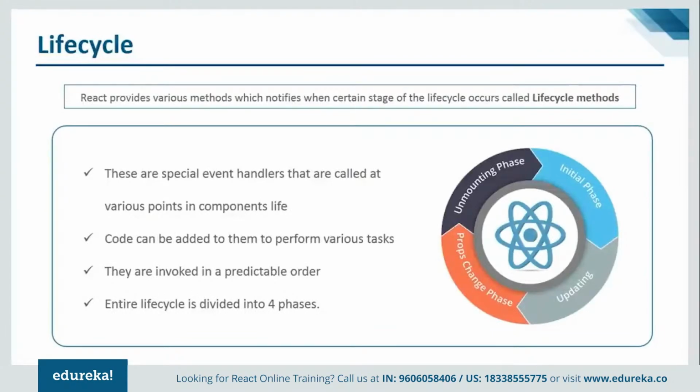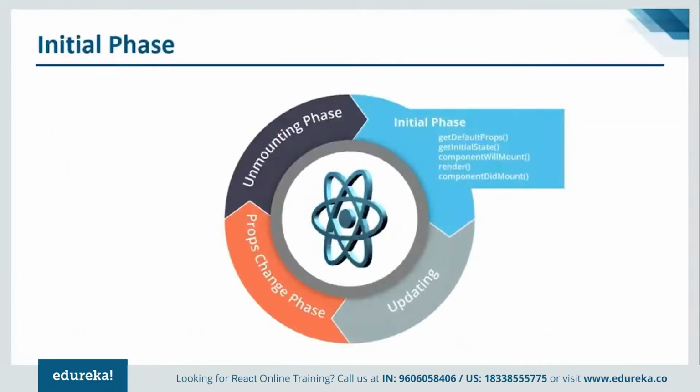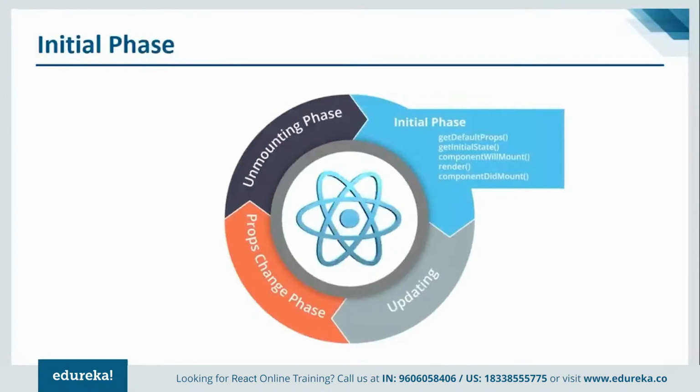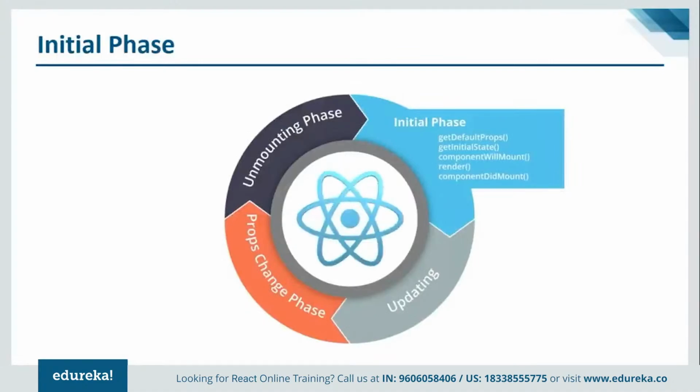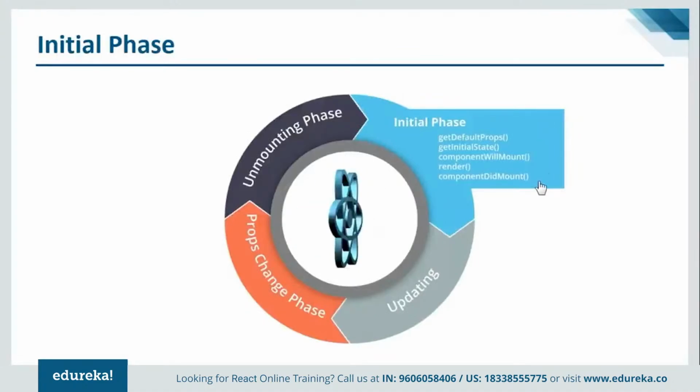The life cycle is divided into 4 phases. They are the initial phase, the updating phase, the props change phase, and the last is the unmounting phase. Now each of these phases contains some lifecycle methods which are specific only to them. So let's find out what happens during each of these phases. The first phase in the component's lifecycle is the initial phase, or the initial rendering phase. This is the phase when the component is about to start its life and make its way towards the DOM. In order to do so, all these methods are invoked in an order.